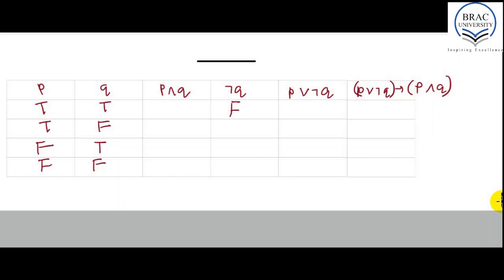So this will be false. Not false is true, not true is false, not false is true. So let's do this column then. P and Q, so this will be true and all others will be false, as we have learned earlier. Now P or not Q. P is true and not Q is false, so OR will be true. P is true and not Q is true, then this will also be true. P is false and not Q is false, then this will be false. P is false and not Q is true, so this will be true.